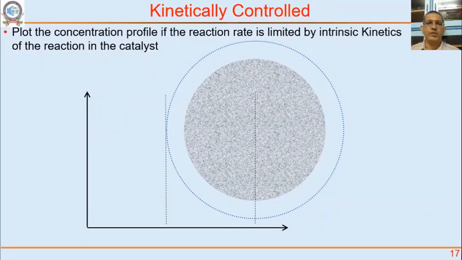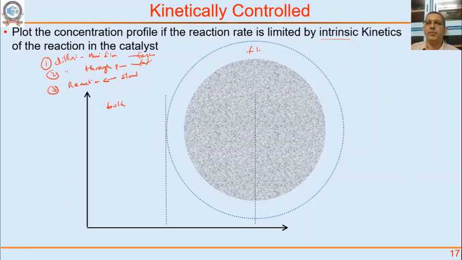Next, if intrinsic kinetics is limiting, again let me write the steps. One is diffusion through film, 2 diffusion through pore, and 3, reaction. Now reaction is the slowest step. This is fast. This is fast. This is bulk. This is film. This is catalyst. I want you to draw Ca as a function of distance. Do this for yourself.